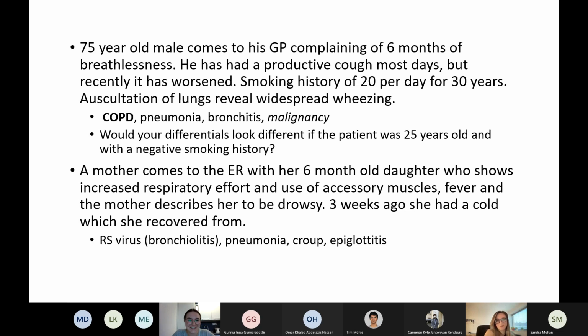Okay, last one. A mother comes into the ER with her 6-month-old daughter who shows increased respiratory effort and the use of accessory muscles. Also with fever, and the mother describes her as drowsy. 3 weeks ago she had a cold, which she recovered from. Based on the age and what the mother has described, what are we thinking? I don't remember the name, but I remember from Sketchy this little baby virus with the ghosts.